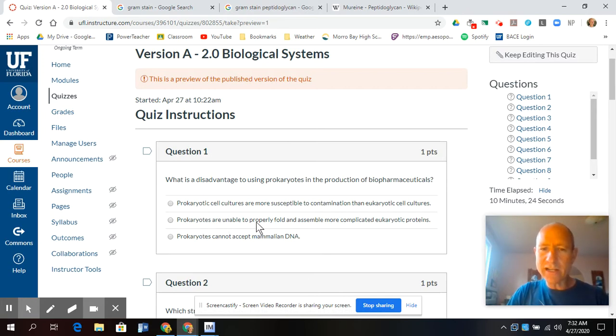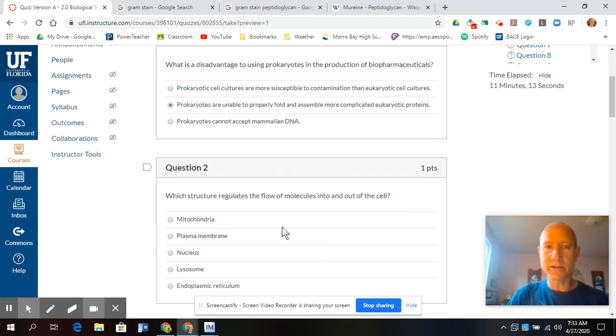Prokaryotes are unable to properly fold and assemble more complicated eukaryotic proteins. So you guys know that prokaryotes do not do RNA processing. They skip straight from transcription to translation, whereas eukaryotes like us, we're able to do gnarlier stuff. We're able to make more complicated proteins. Like, for example, you can't get bacteria to produce hemoglobin. You can't do it. They're not that rad. Prokaryotes cannot accept mammalian DNA. We know this to be false because we can get prokaryotes to produce human insulin for us. So that's a crap answer. This answer seems the least crappy to me, so I'm going to pick it.